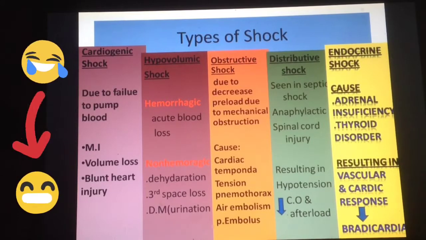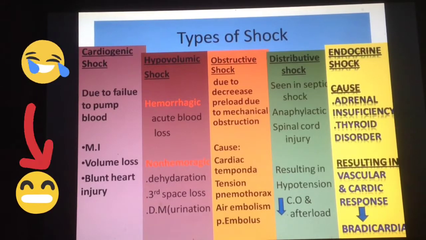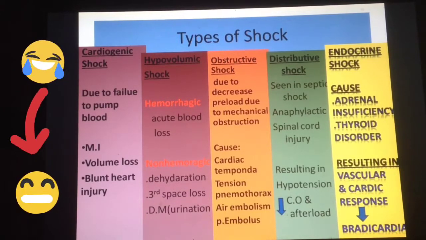Or it can also be due to volume loss, which can be affected by dehydration, such as that caused by burning, or any problems such as hemorrhage, or it can be due to hypertrophic conditions occurring in the heart. Along with that, a blunt injury to the heart can also result in cardiogenic shock.